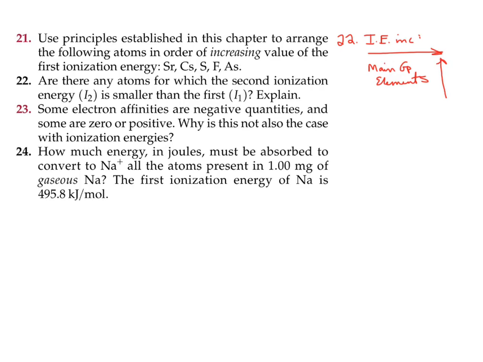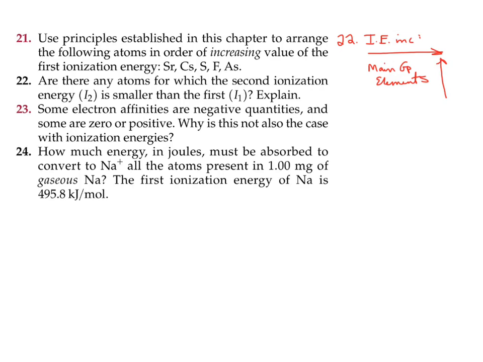Okay, so my hint for 21. 21 simply says, give some elements: strontium, cesium, sulfur, fluorine, and astatine. I get my AS's mixed up. Whatever AS is. Thank you, arsenic. Okay, find them on the periodic table, and hopefully you can use those trends. Okay, ionization energy increases from left to right, and it increases up the group.